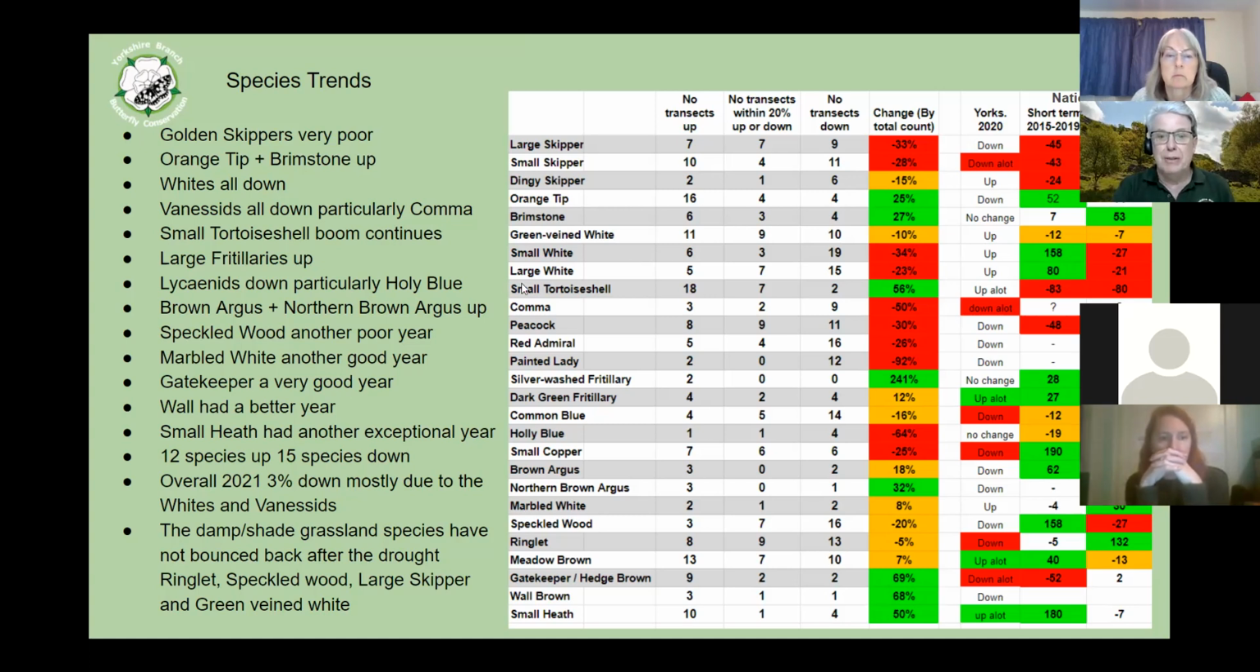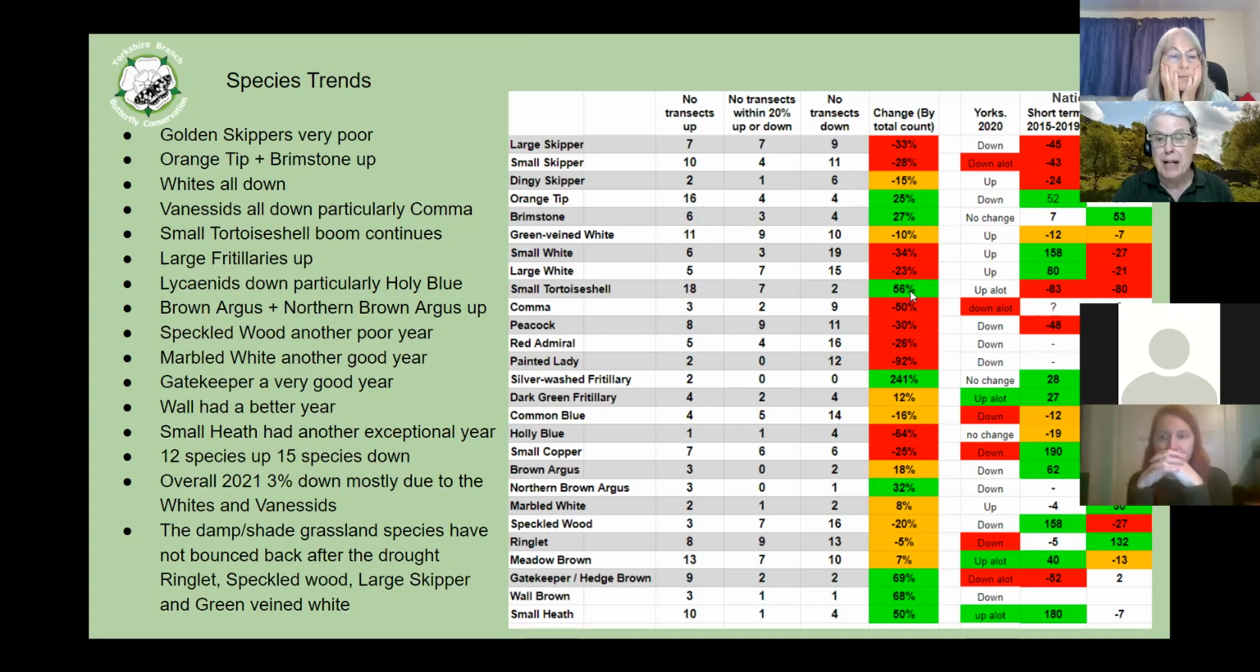Small tortoiseshell is a really interesting one in Yorkshire because we've had two years now of boom, and I mean a real boom, to the fact that it's now coming out as third or fourth most common species on most transects. Overall, the long term since 1990 is well down, and still in the south of England, it's doing incredibly poorly. But in the north, it's having a boom.